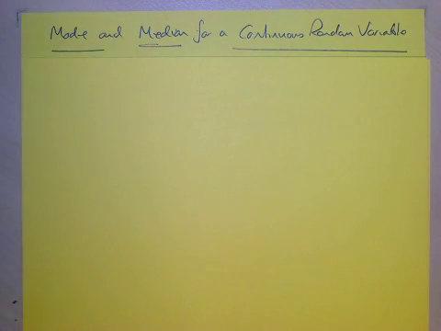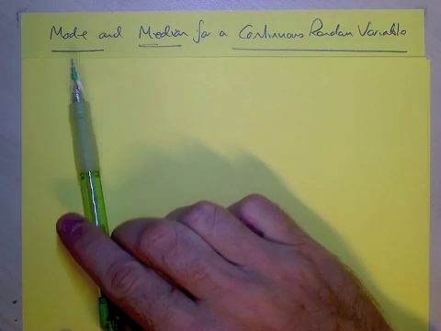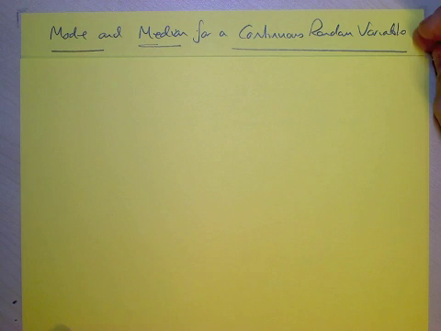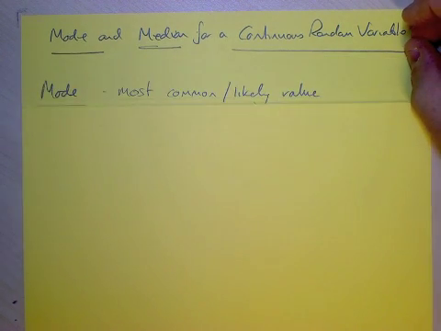Okay, we're going to look at two final properties of continuous random variables. We're going to look at the mode and the median and see how that corresponds to continuous random variables and how we can calculate them, how we can find them from some given examples. So first of all, the mode.